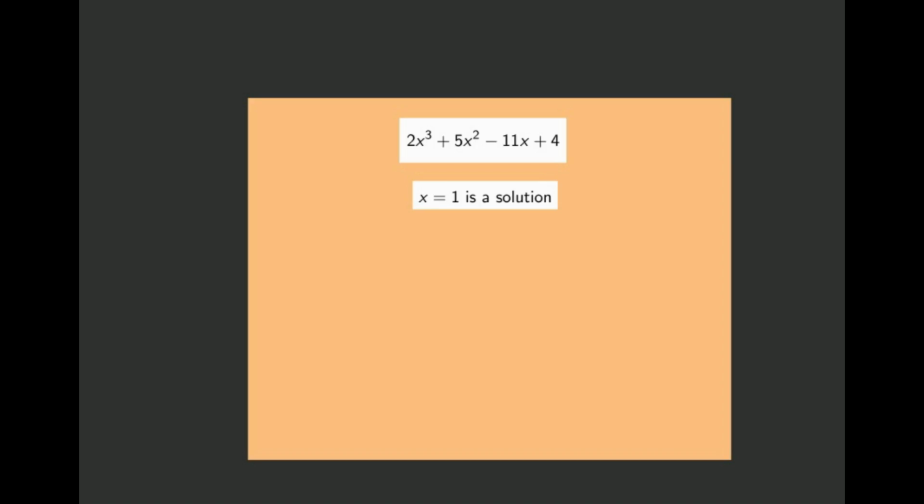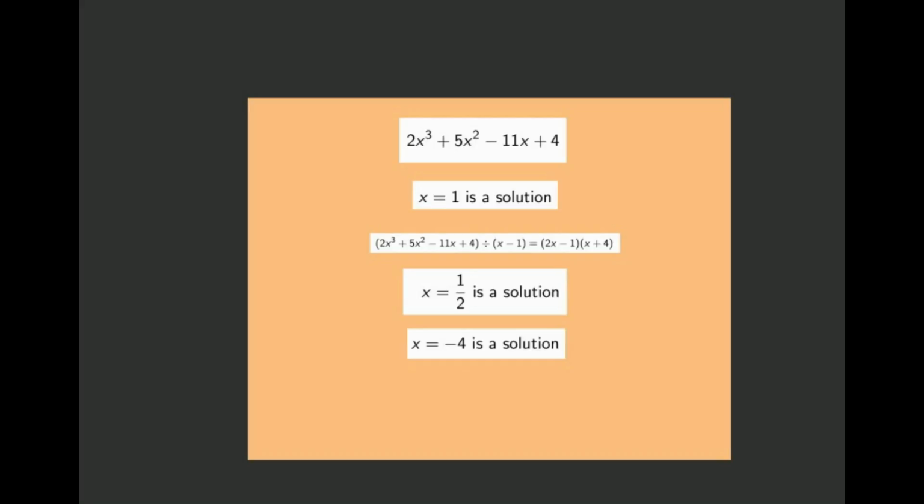And then if you know long division of polynomials, you can find the other two solutions easily: x equals 1/2 and x equals minus 4. So we don't need Newton's method for a polynomial such as this one, which has beautiful numbers as its solutions.